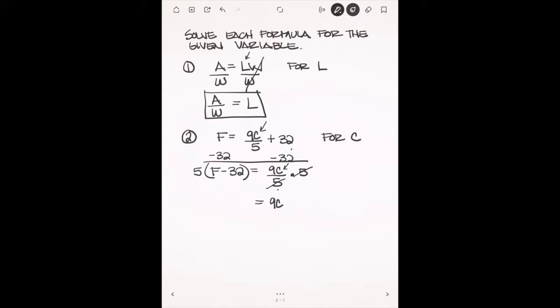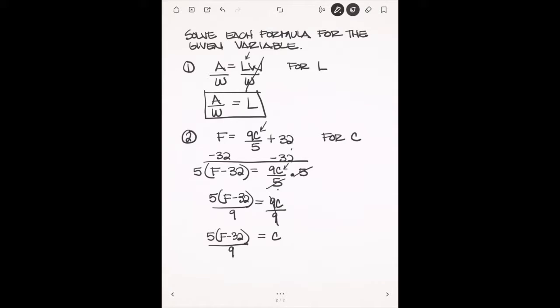Now, I could distribute this, but I'm going to leave it. My goal is to just get C by itself, so I'm going to leave this other side the way it is. I'm not going to get rid of the parentheses. I'm just going to leave it just like that, because my goal is to get C by itself. And I only have one more step to go. What is the opposite of multiplying by 9? If I want to get C by itself, I want to get rid of that 9, I'm going to divide both sides by 9. My 9's cancel, and I get Celsius equals 5 times Fahrenheit minus 32, all over 9.